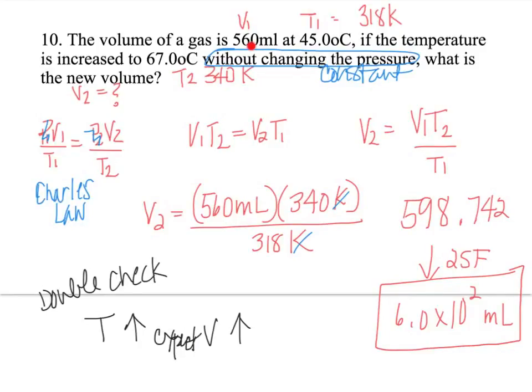This has 2, and so that's going to limit our amount. And so the only way I can get that particular number into two significant figures is to put it in scientific notation and write it as 6.0 times 10 to the second milliliters. All right, how are we doing so far? All right, let's keep trucking.